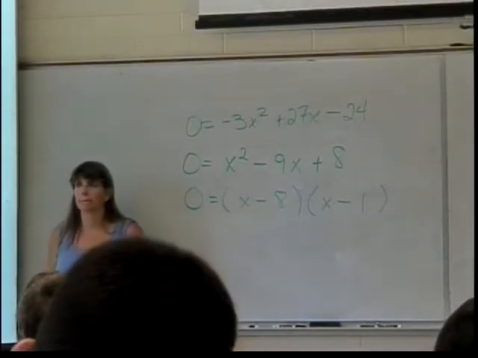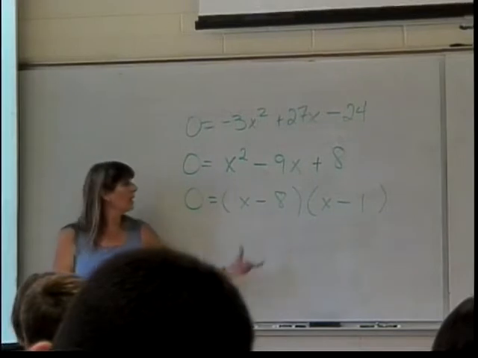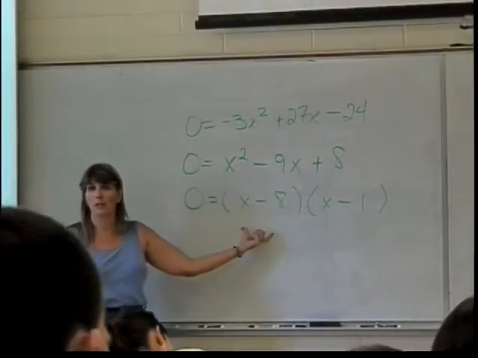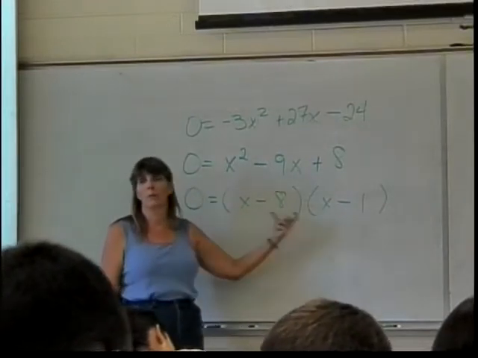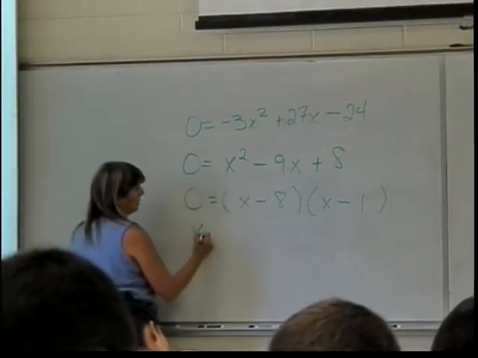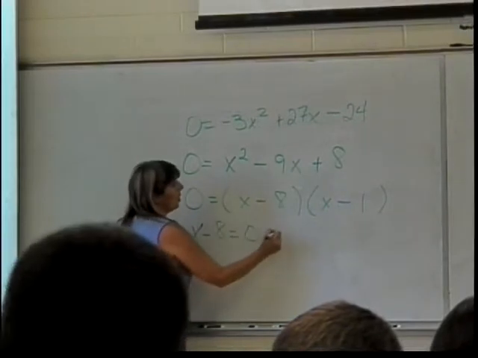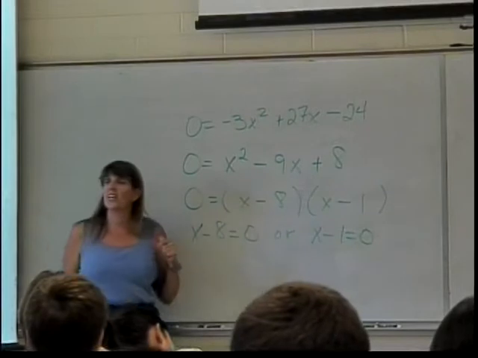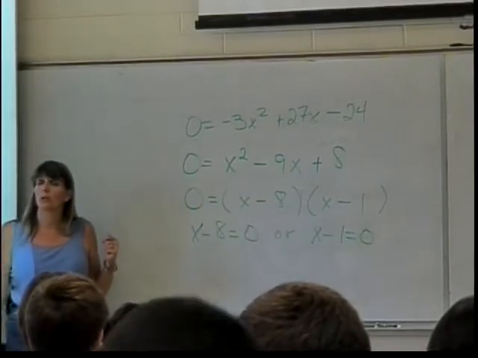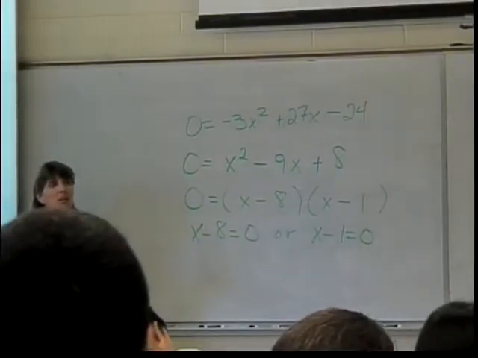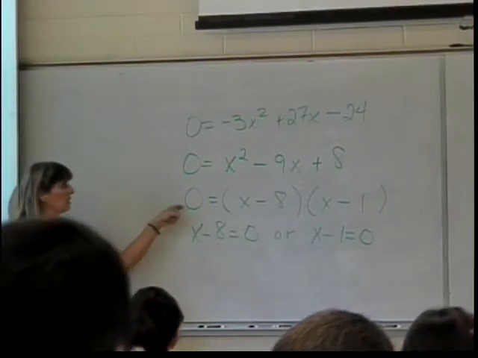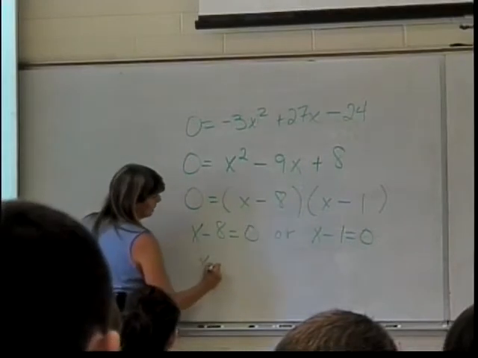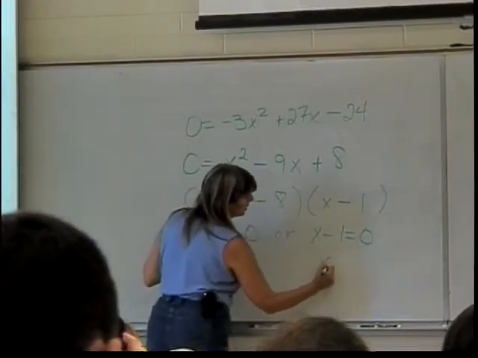Now, what do I do? Set each of these equal to 0. There's something called the zero product principle that says when you have two things multiplied together to be 0, one of them is 0. So in this case x minus 8 equals 0, or the other one is 0, x minus 1 equals 0. This only works when you multiply together to be 0. It does not work for any number other than 0. So then this will give me x equals 8, and this will give me x equals 1.